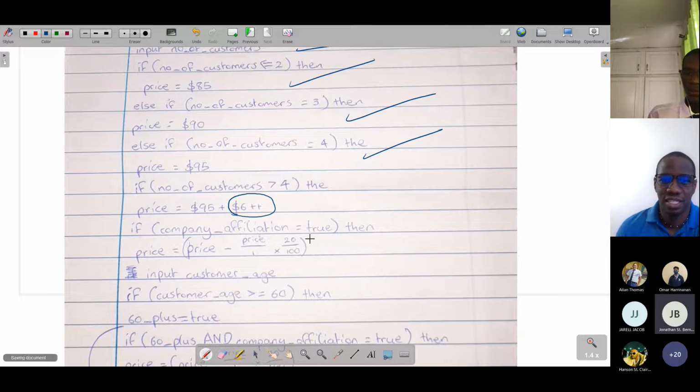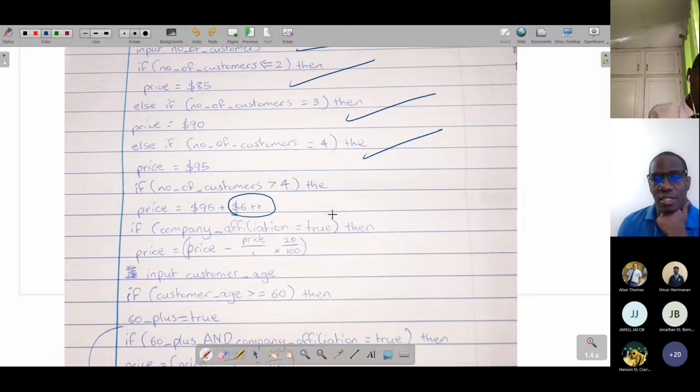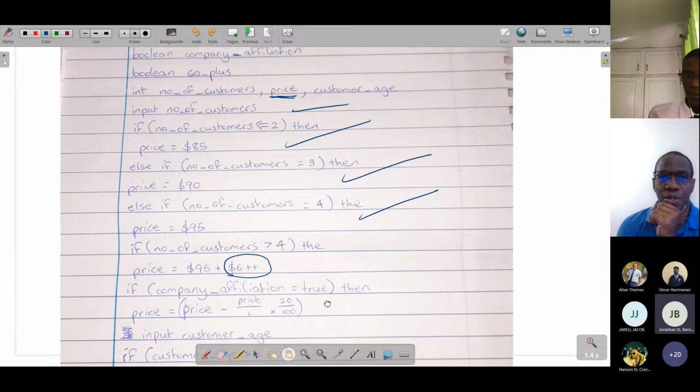Well, I thought that was what I had to use for each additional customer. So from after 4 customers, if you reach 5, it will add 6, and if it's 7 customers, it will add 6 3 times. So I thought that's what I had to use to add additional customers, $6 per additional customer.